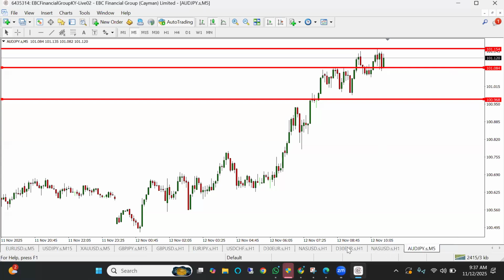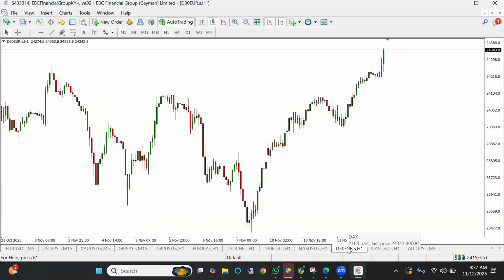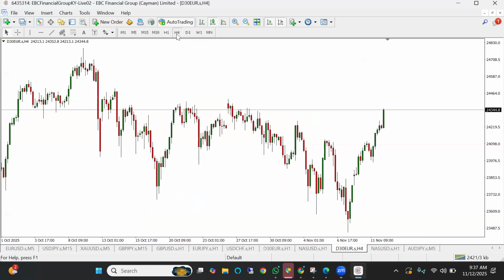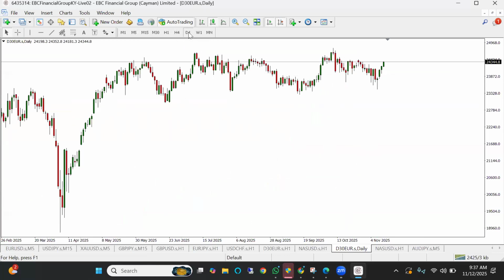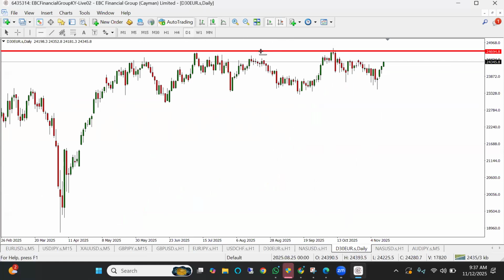Very fast, I also want to check D30. D30 has been very, very fantastic. I was telling a friend of mine on Monday that D30 has been very obedient recently. It's just because price is actually pushing away from a level of demand, and the target for price is actually around here. This is the target for price for D30. It's just been a very smooth ride.